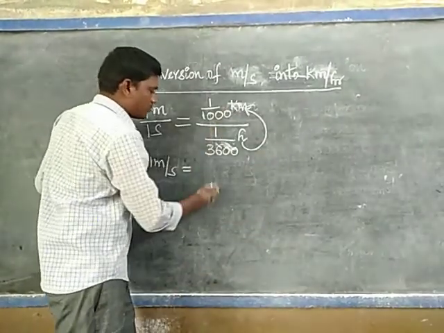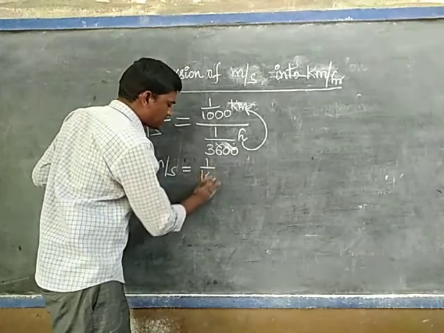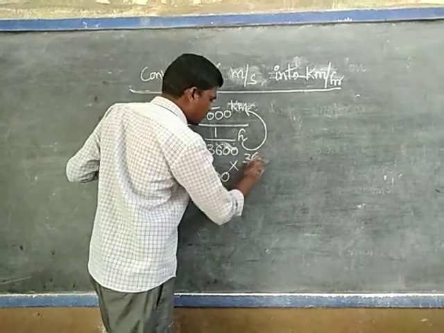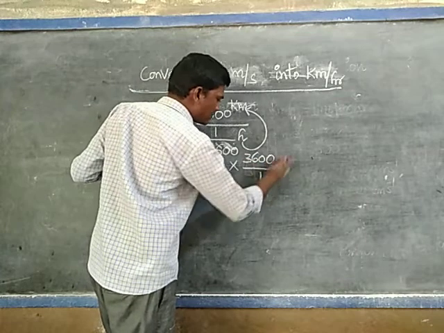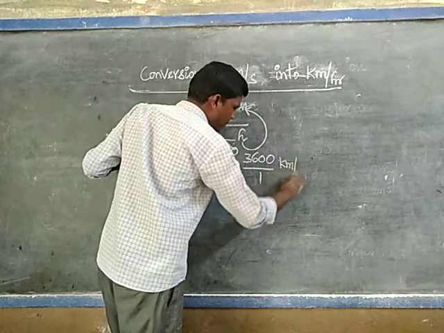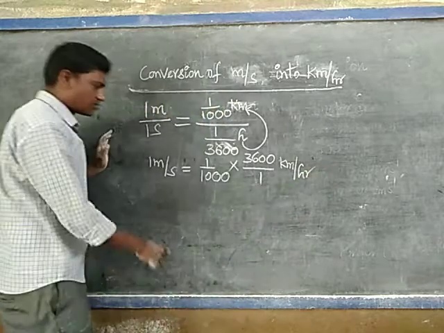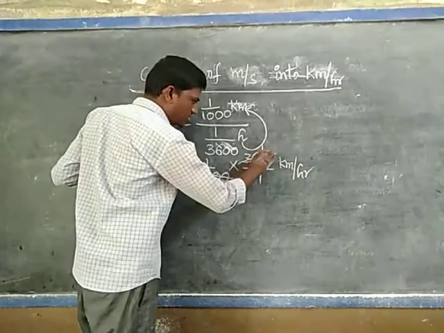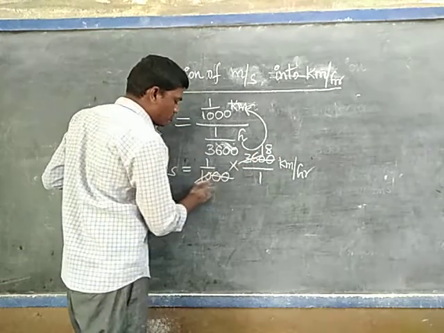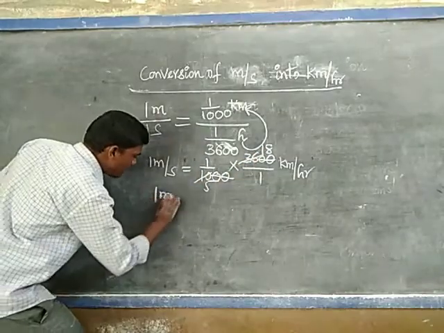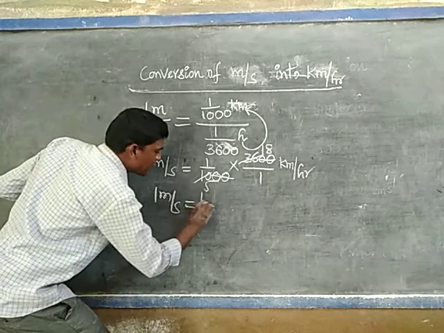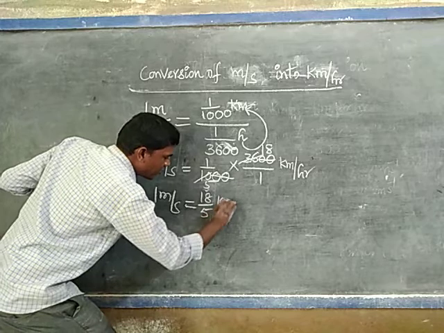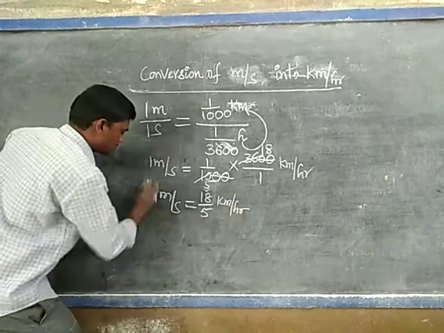1 by 1000 into 3600 by 1 kilometer per hour. Two zeros get cancelled. 2 1s are 2, 2 8s are 16, 2 5s are 10. That's right. 1 meter per second is equals to 18 by 5 kilometer per hour.